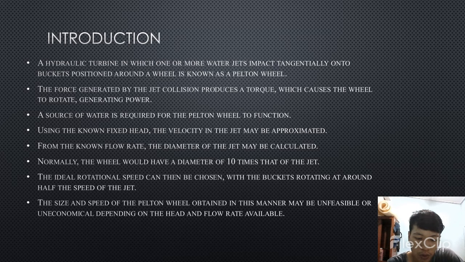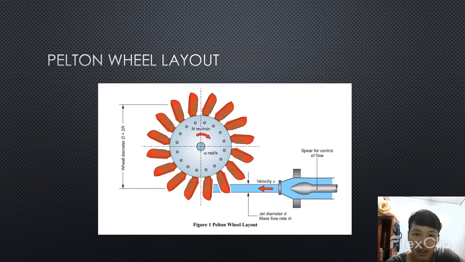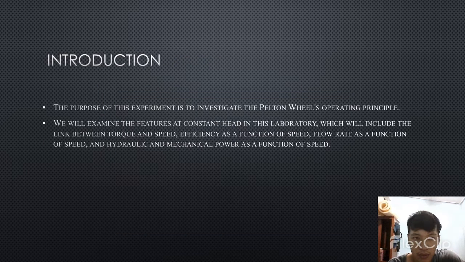Other types of turbine fortunately are available to fit a wide range of needs. When the available head is high but the flow rate is low, the Pelton wheel is frequently chosen. This is the Pelton wheel layout.